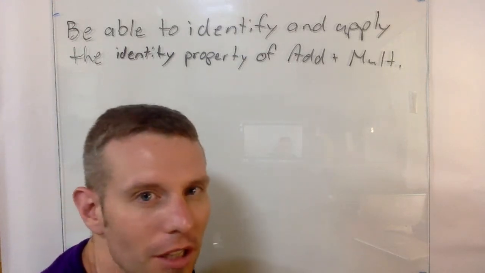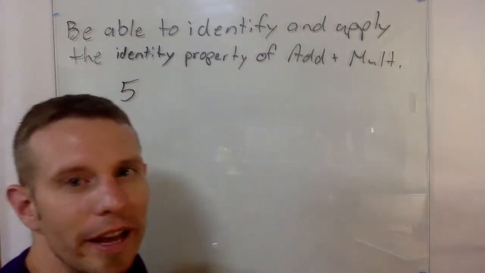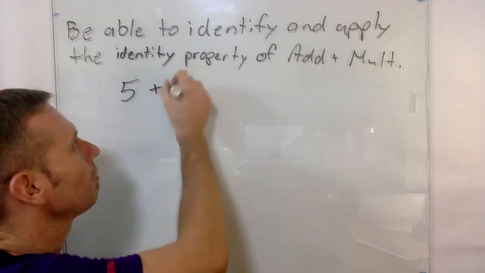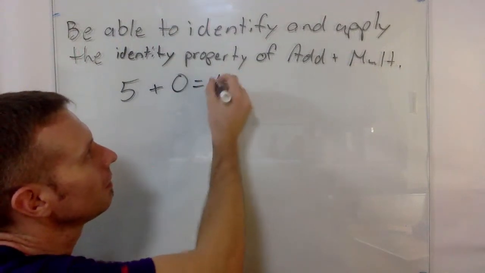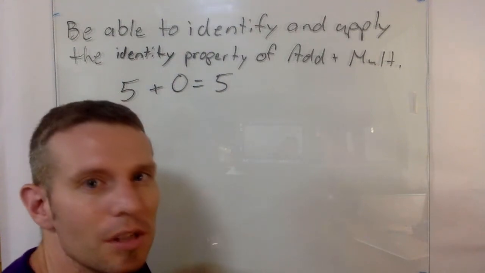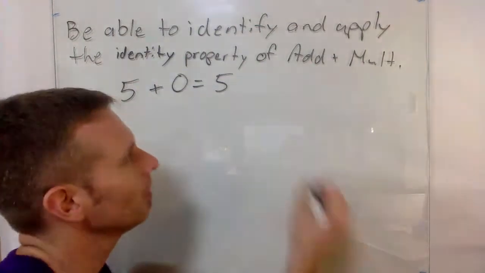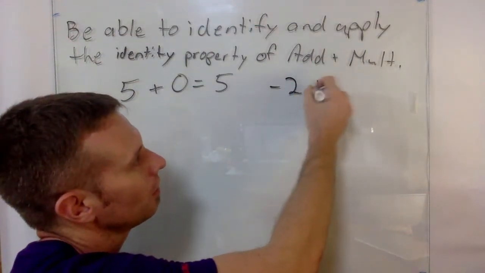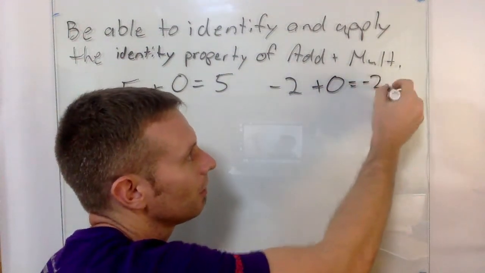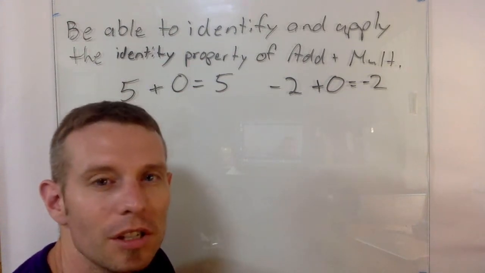So let's take a number, any number, maybe 5. What can you add to 5, and then you get 5? Well, that's pretty obvious. 0. The identity property of addition is basically a number plus 0 is that number. -2 plus 0 gives us -2. That's all the identity property of addition is.